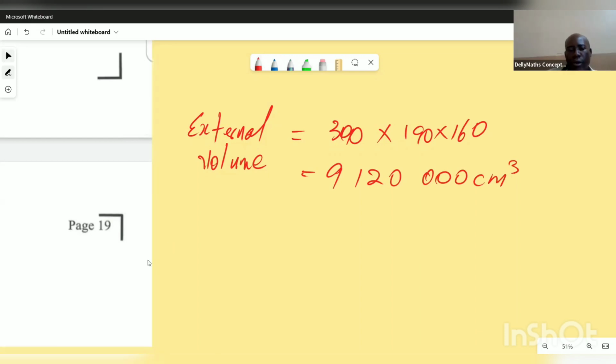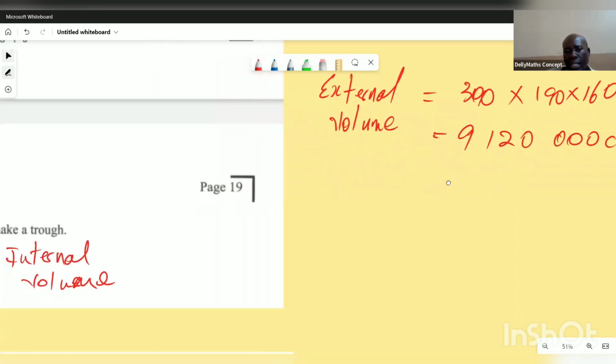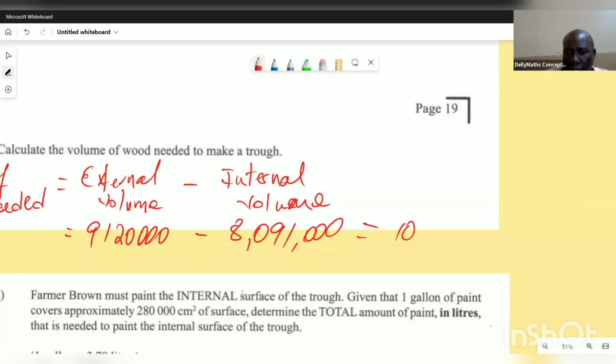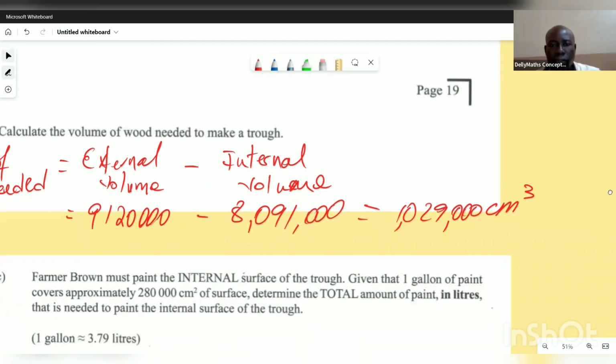As we said before, we want to find the external and subtract the internal from it. So the external here is 9,120,000, and we're subtracting 8,091,000. This will give us the volume of wood. So now I'm getting 1,029,000 cm cube. That is the volume of wood needed to make the trough.